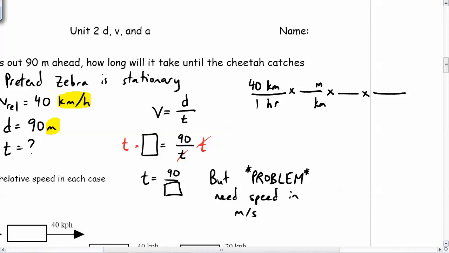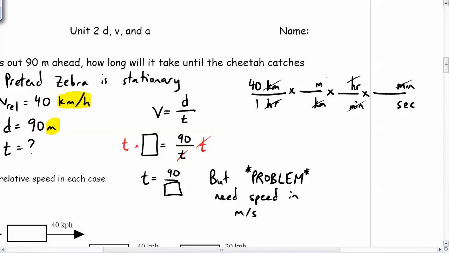I need to get rid of hours. Hours is on the bottom, so I need it on the top. I know how many minutes are in an hour, so I can do that. And then minutes is on the bottom, so I need minutes on the top, and I know how many seconds are in a minute. So I always set up my units first, so that I can see, okay, kilometers will cancel, hours will cancel, minutes will cancel, and that'll leave me with meters per second. And then I fill in the numbers.